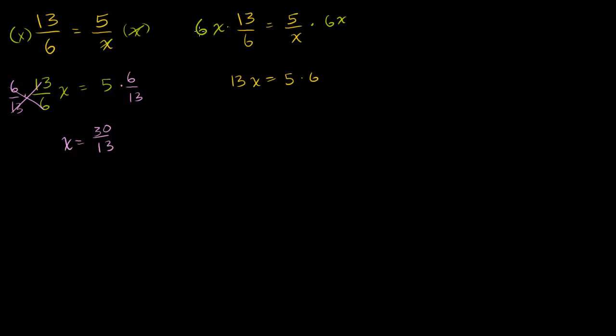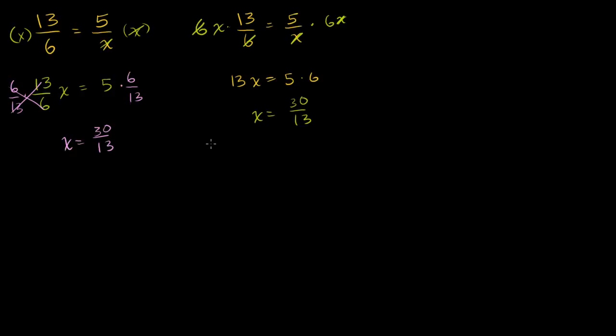On this side of the equation, the 6 is going to cancel out with this denominator. And on the right-hand side, the x is going to cancel with this denominator. So you're left with 13 times x is equal to 5 times 6. Nothing fancy there. You're just multiplying by the denominators of both sides of the equation, and it looks like you're cross multiplying. 13x is equal to 5 times 6. From here, of course, you divide both sides by 13, and you get x is equal to 30 over 13.